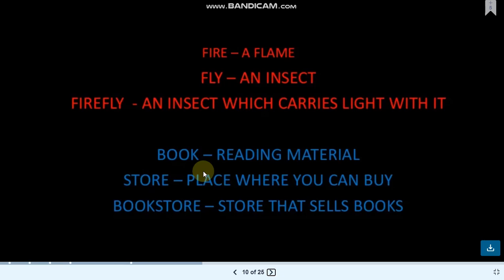Another one is bookstore. You see, book means reading material. Store means a place where you can buy. Now, if we combine these two words together, bookstore. Now, bookstore is another word, a store that sells books.